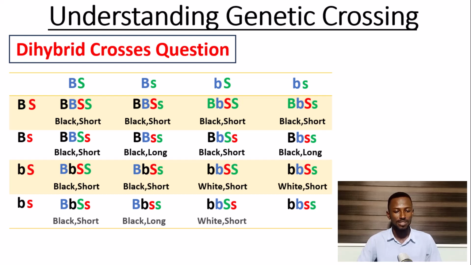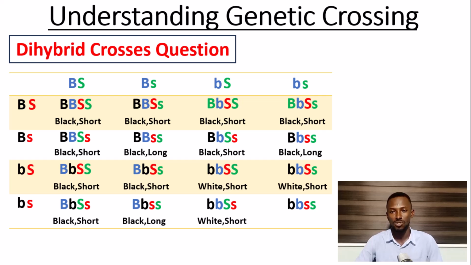Now let's predict the next three. Check them: black short, black long, and white short. Were you able to predict them? Or do you understand how we got them? Now for the last one, what do you think the answer will be? Pause the video. You can write your answer in the comment section. Are you done writing your answer in the comment section? Small b, small b, small s, small s.